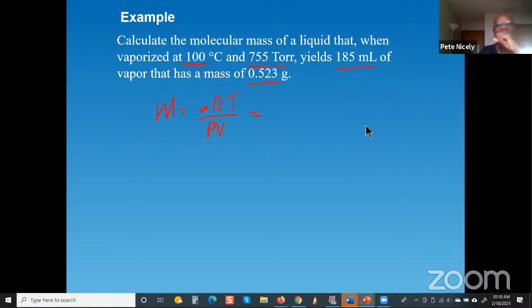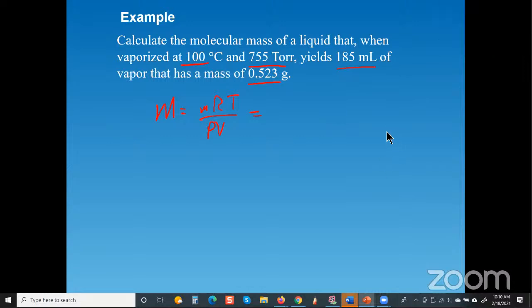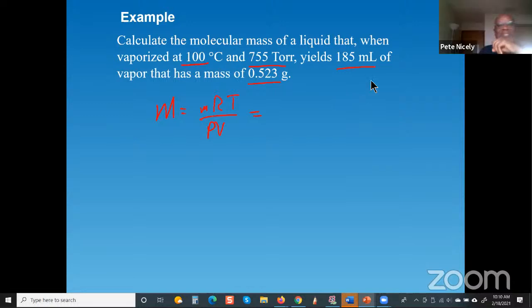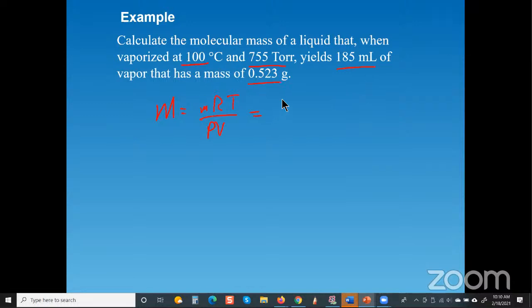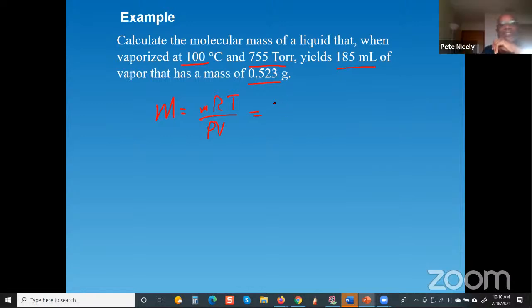Okay, I see two persons here. Jacob? Cameron? Is it the grams? Yeah, the value in grams, right? Which should be 0.523. Yep, 0.523 grams multiplied by R. What is R?